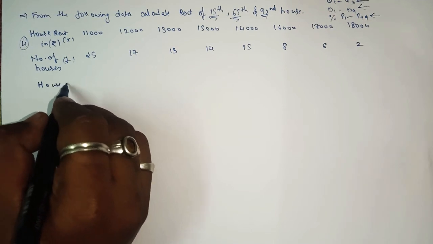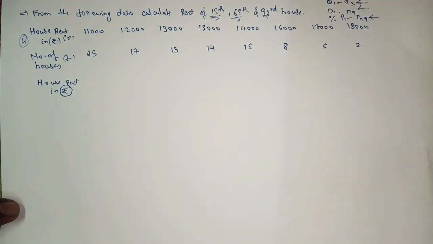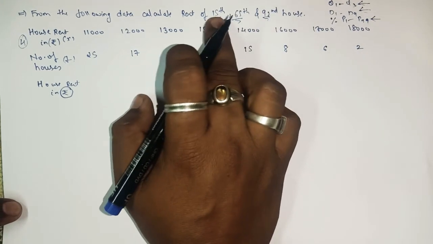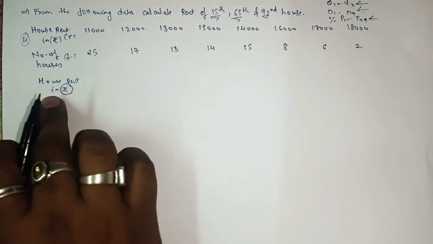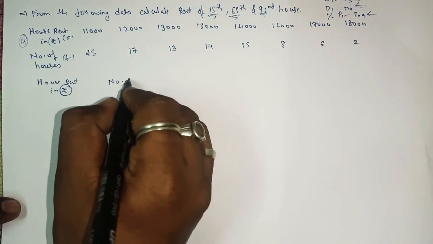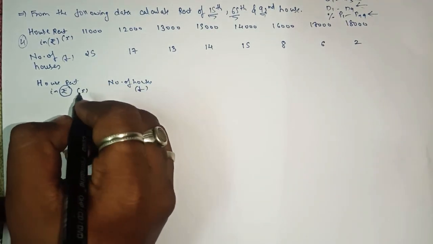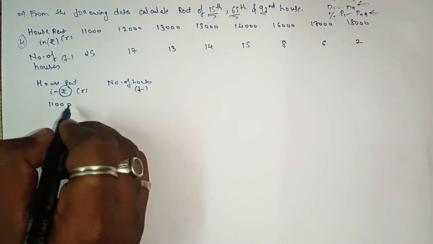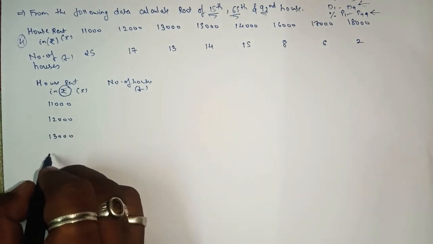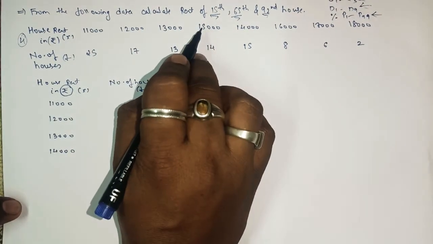House rent is in rupees, so this rupees is the unit for the final answer for P15, P65 and P92. In the next column you will write the number of houses, so this is F and this is X, yes or no? Here we have 11,000, then 12,000, then 13,000. Of course after 13 it has to be 14, but in the question it says first 15 is there, then 14.